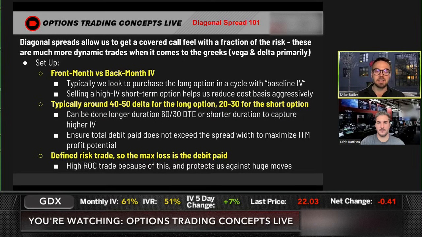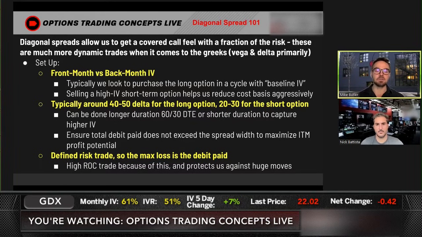It allows us to get a covered call or covered put feel if we're using put options to be bearish with a fraction of the risk. Typically, I would say we're using more call diagonal spreads than put diagonal spreads, especially in this market where everything is just down. But we'll talk about different setups and different things to look for. And there's actually a really interesting differentiation between the call and put side in Tesla, which is where our visuals are going to come from today.